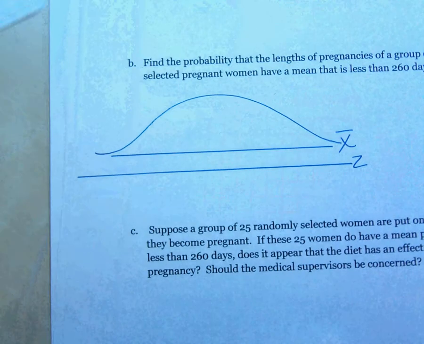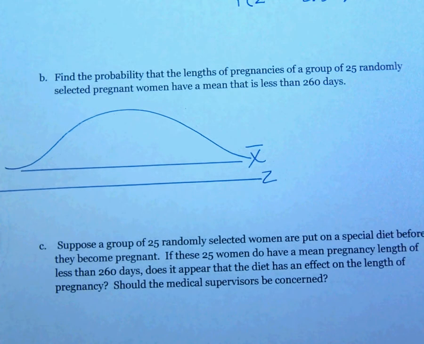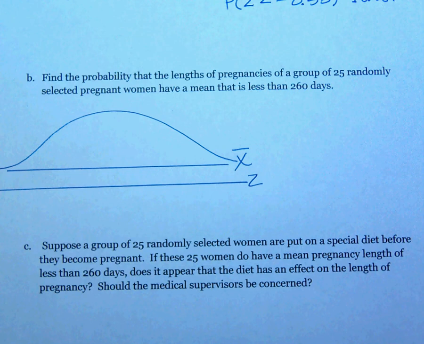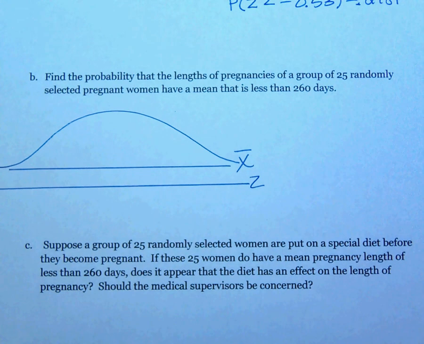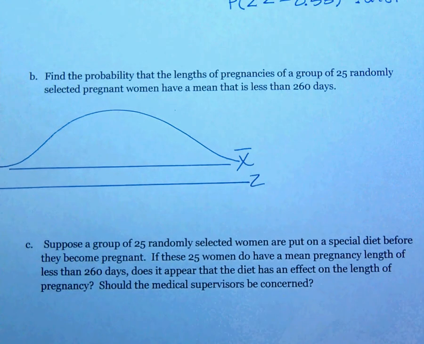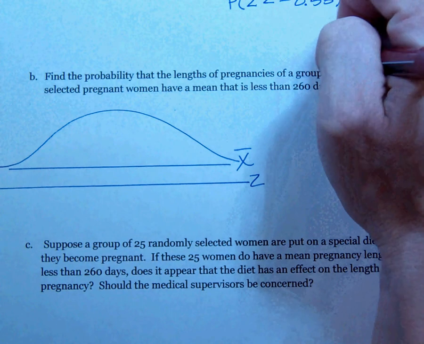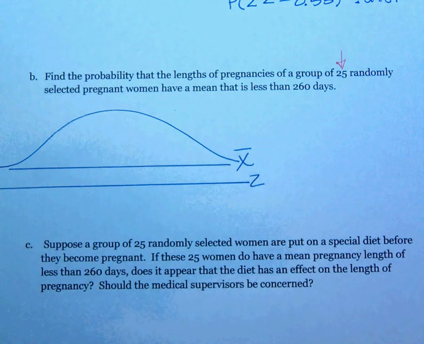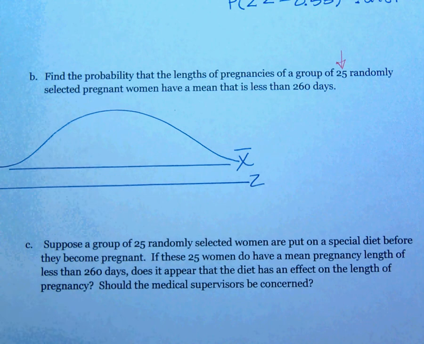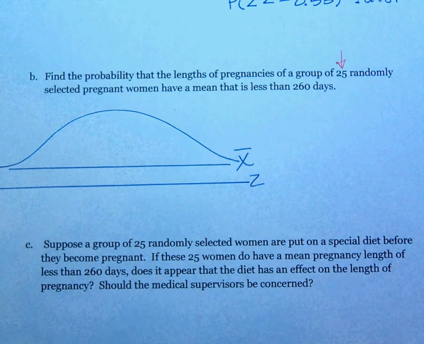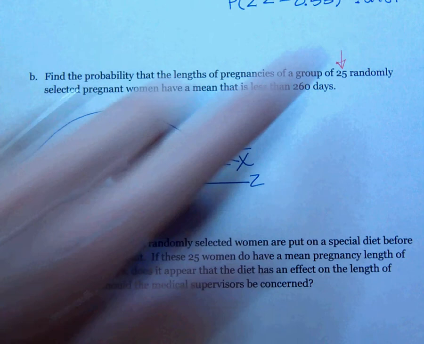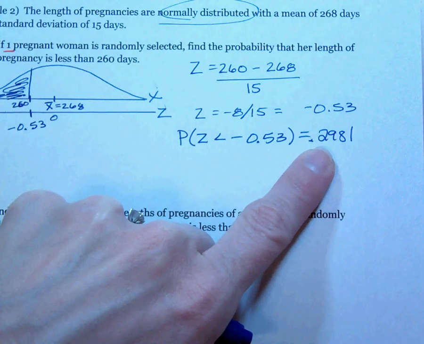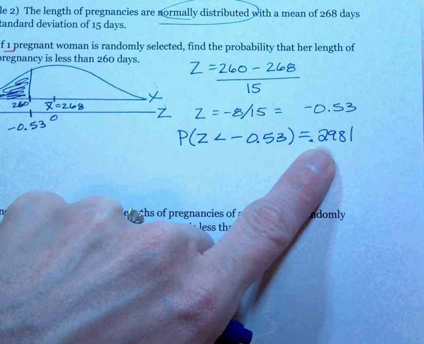Alright, let's look at part B. Now it says find the probability that the lengths of pregnancies of a group of 25 randomly selected pregnant women have a mean that is less than 260 days. So at first we were just finding the probability that one woman had a pregnancy length less than 260 days. Now we're saying what's the probability that if we grab 25 randomly selected women that their mean pregnancy length is less than 260 days. So remember, the probability that just one woman had it was 0.2981, which is not very likely, still not unusual, but not very likely.